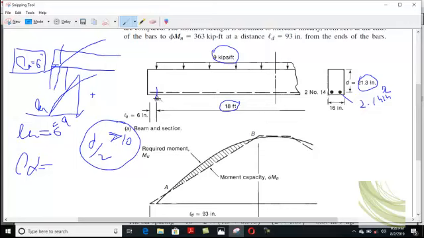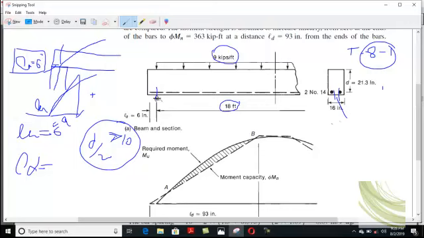Now we will check the clear distance between these two bars. If this clear distance is greater than db, the diameter of the bar, then it will be case number 1 in table number 8.1. You need to visit the development lectures, in which, inshallah, you will see table 8.1. There are two cases basically, case 1 and case 2.